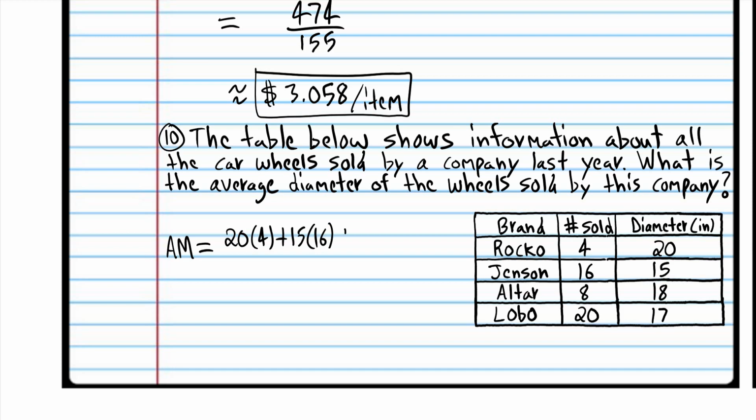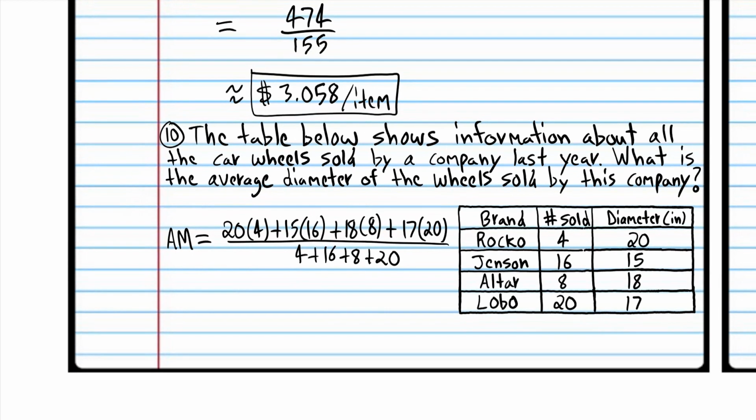times 16 plus 18 times 8 plus 17 times 20. Then we're going to divide by the sum of all of the wheels that were sold. Now again, you can press the green alpha button, the y equals stat plot F1 button at the upper left. Press enter, you got your fraction template. And let's make sure that we entered everything correctly, that is, before we do the actual calculations. There's a lot of stuff to write down.